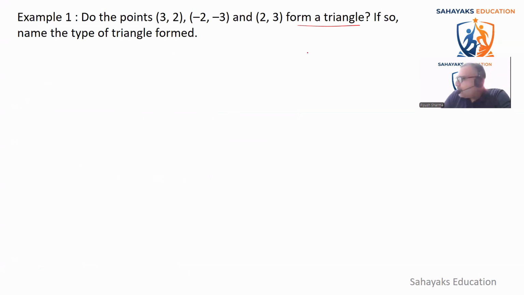A triangle, in case I have to make a triangle, then there are 3 points. Say 1 point, second point. So this point I'll just say x1, y1, x2, y2, and x3, y3. So there'll be 3 points. And the distance, say, between these 2 points is P. This point is Q, and this is R.